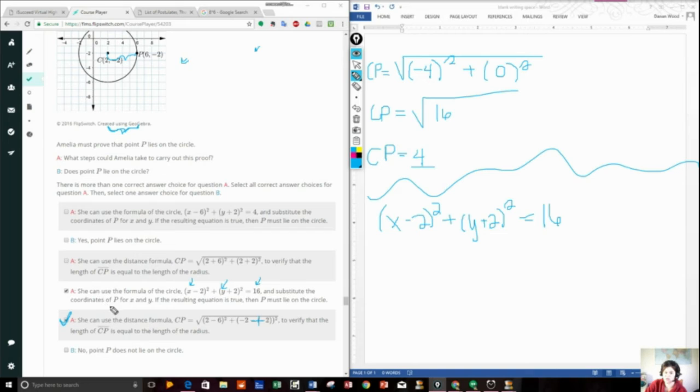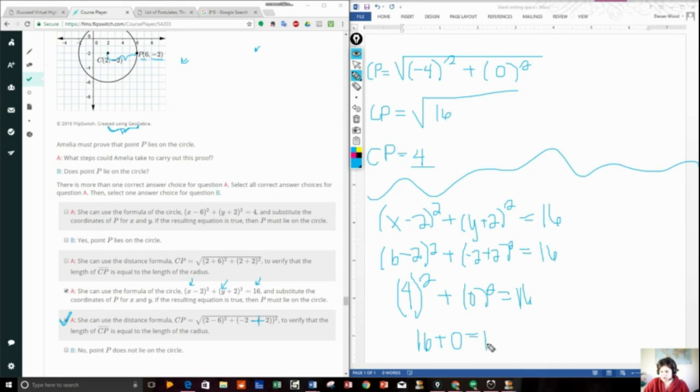So now substitute in the coordinates for P. Well, P is 6 and -2. So we should have 6 minus 2 squared plus -2 plus 2 squared equals 16. So 6 minus 2 is 4, that being squared, plus -2 plus 2 is 0, that being squared, equals 16. So 4 squared is 16 plus 0 squared is 0. That equals 16. Does it, in fact? So 16 plus 0 is 16. 16 equals 16.